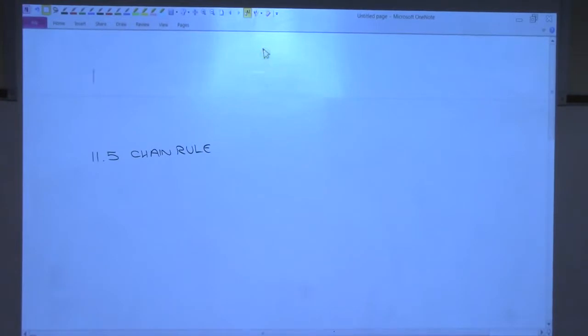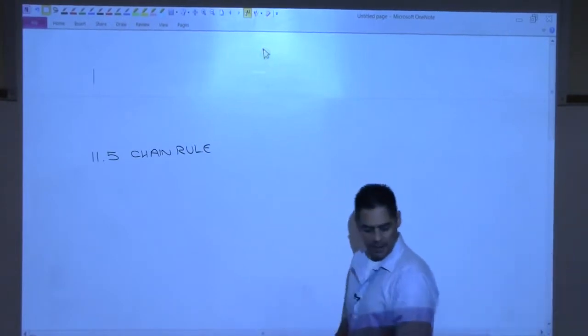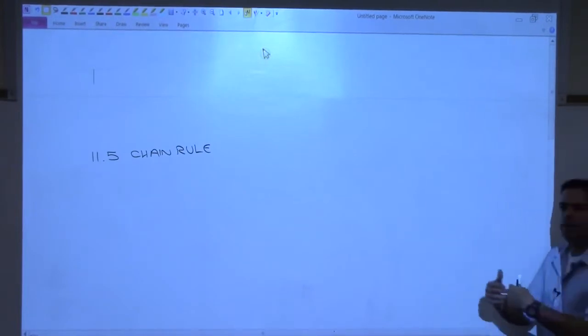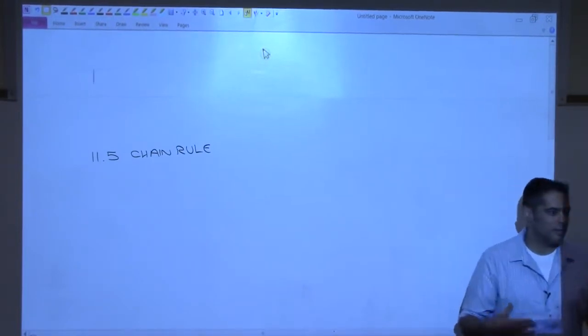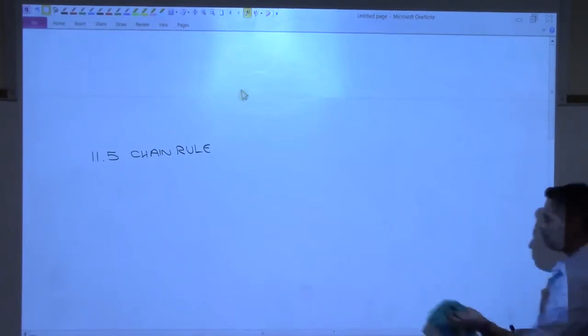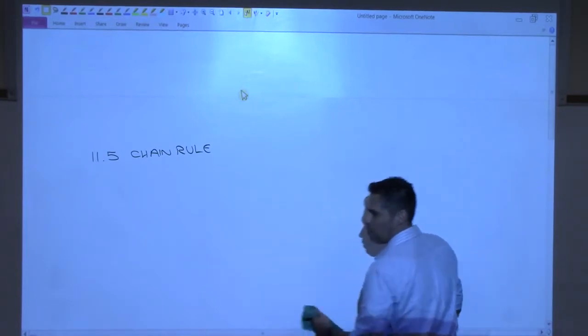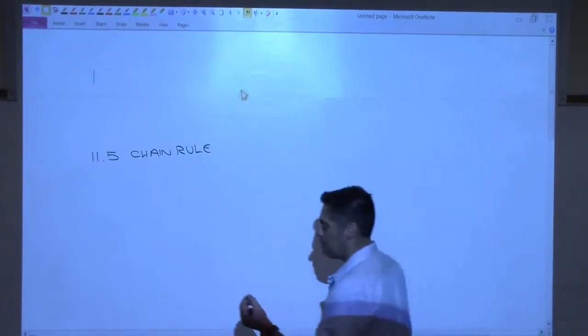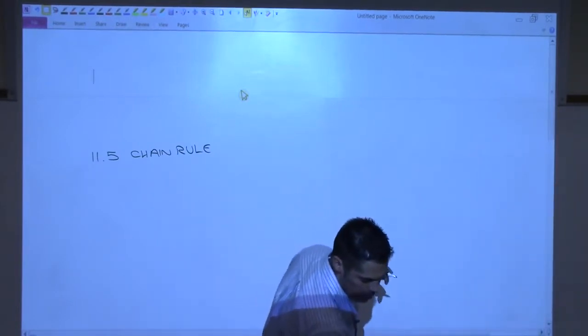All right, we're going to start a new section today, 11.5, chain rule. There are not any notes that I usually hand out for this, because it's a little easier to write this by hand than to try and come up with a good image for it. So let's get started, all right? I will have some order to these notes, though.